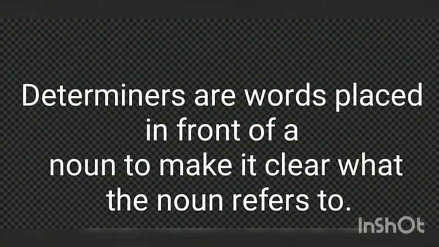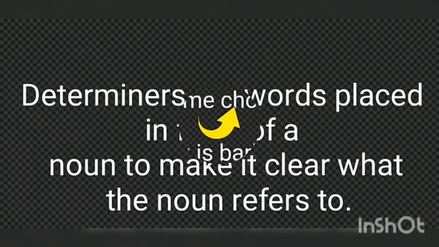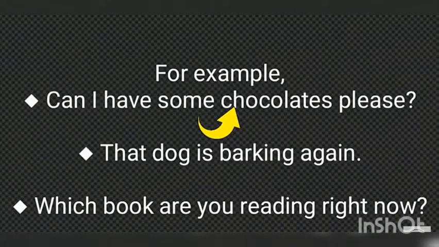Next, determiners are the words placed in front of a noun to make it clear what the noun refers to. For example, can I have some chocolates please? See here, the word some is placed in front of chocolates to make it clear that it is referring to the chocolates. That is the noun.